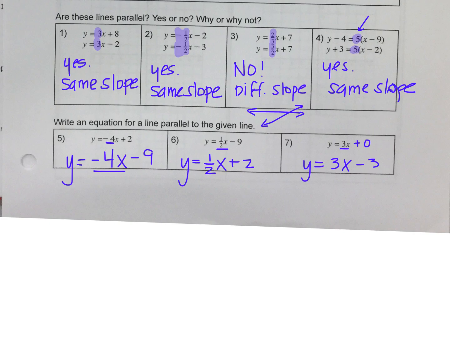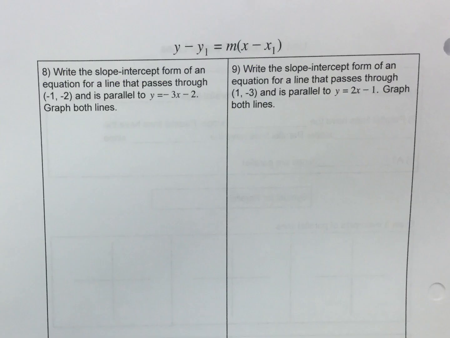Okay, now we're going to do 2 problems that are going to be just like your practice problems you're going to do by yourself tomorrow. So the directions say write the slope-intercept form for an equation that passes through the point negative 1, negative 2, and is parallel to y equals negative 3x minus 2, and then we'll graph both lines. So we've got a slope right here, so I have an m. I got my x1 and my y1. So the only thing in this equation we're going to change are those things I just highlighted.